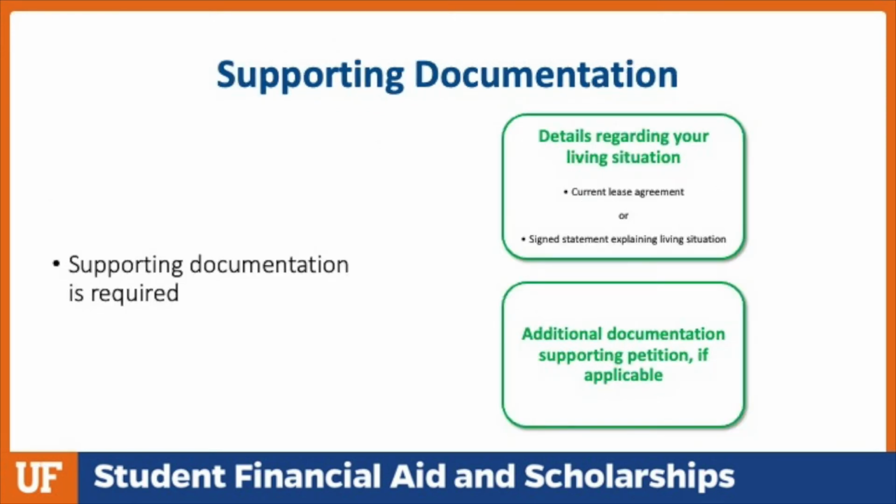Be sure letters include as much detail as possible, as well as contact information for follow-up. So you've heard me say this before, and I'll go ahead and say it again. Supporting documentation is required to justify the potential changes being made on your file. Without supporting documentation, we will not be able to review your petition. With the dependency override petitions, be sure to provide details of your living situation, as well as any additional supporting documentation that is applicable to your situation.